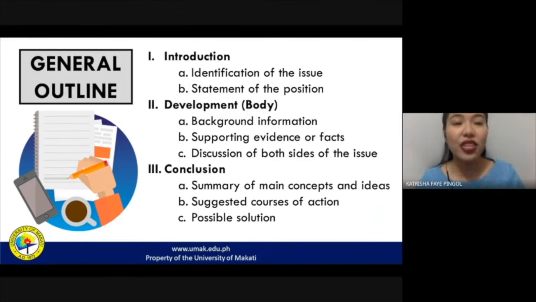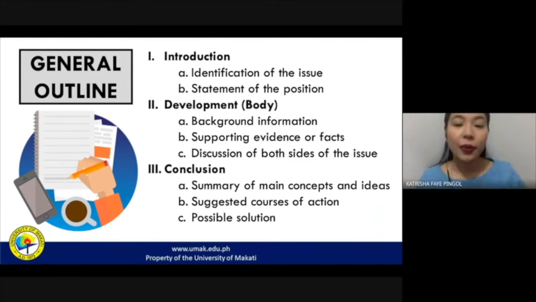For the second part of your essay, your development or the body of your essay, you need to make sure that you, of course, first provide background information. What is the topic all about? Or what is the issue all about? Why did it become an issue in the first place? Or why do people argue about it in the first place? So you can include that in your body. And then, of course, discuss your own stand, your own viewpoint. You can do this by giving out supporting evidence or facts that are related to your position. And then, of course, it is also important that you discuss both sides of the issue. Like what we have mentioned earlier, it is best that we anticipate what other people might say or might point out regarding our own beliefs, our own position about that particular issue.